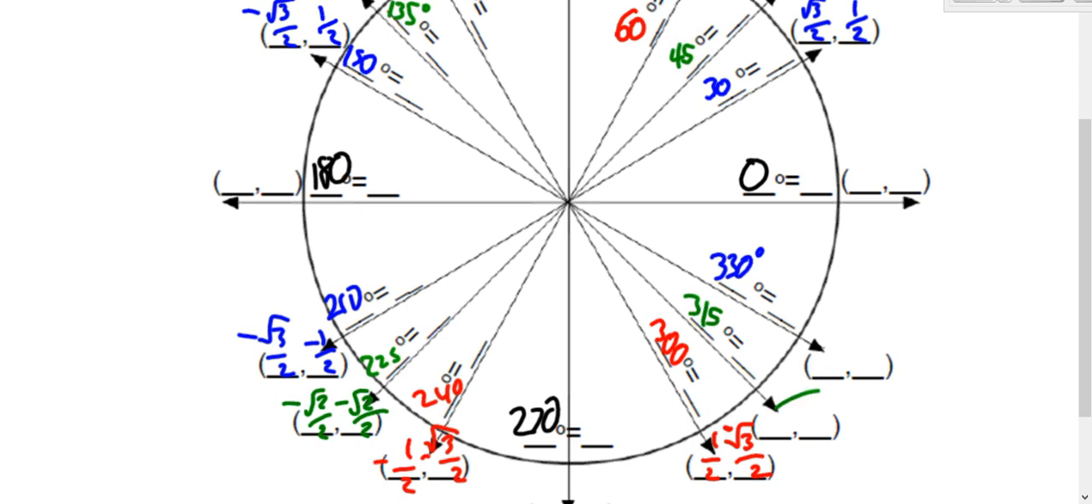45, it's root 2 over 2. Both of them. This is a 45-degree reference. Middle finger. Root 2 over 2, root 2 over 2. Positive, negative, because we're in quadrant 4.